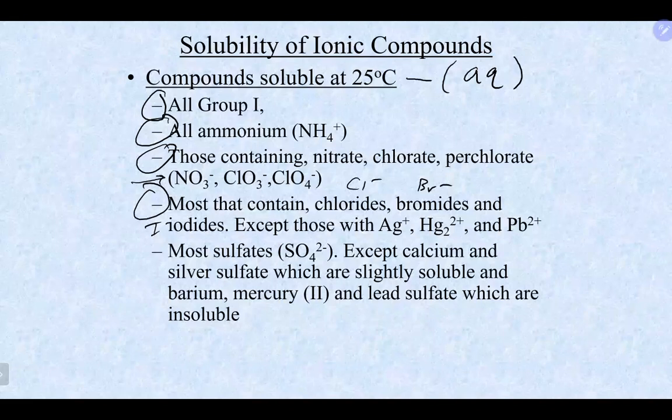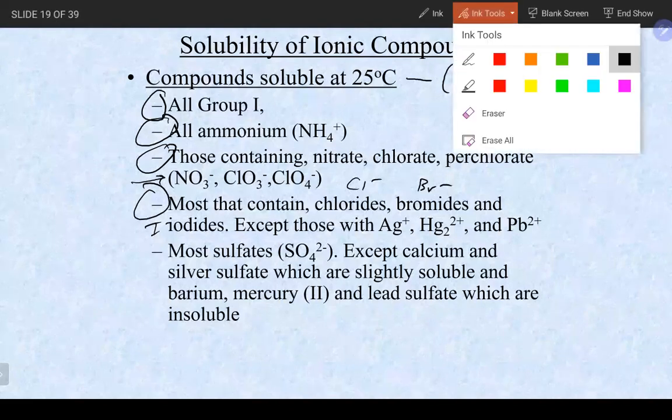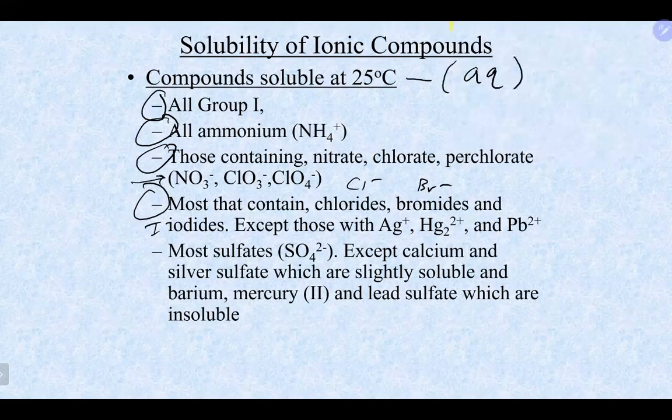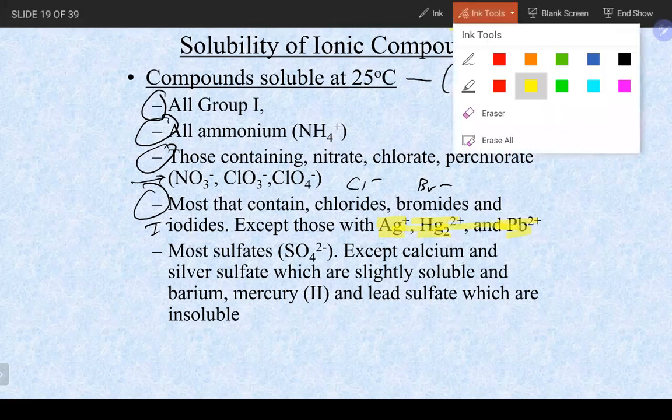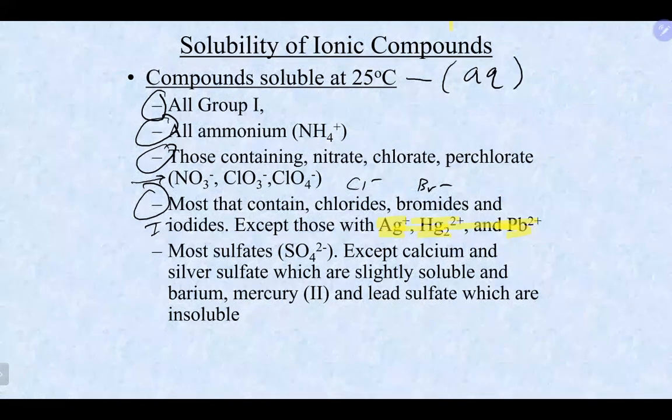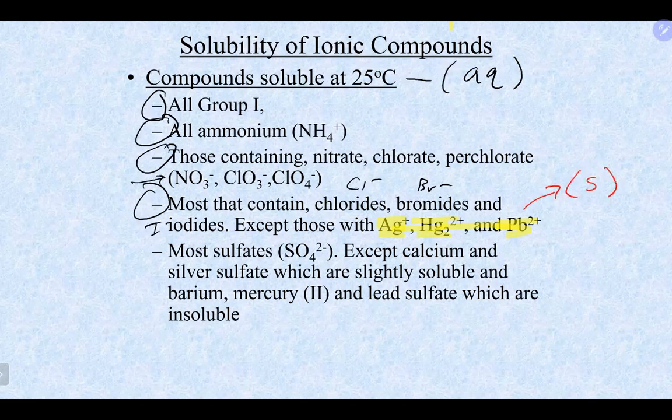So there are 3 major exceptions for chloride, bromide, and iodide. And it is these guys right here. If you have any of those guys that have silver, that is mercury 1, and that is lead 2. So any of these 3 guys happen to be hooked up with a chloride, a bromide, or an iodide, it is going to be the opposite of what normally is. So normally it is soluble. So if one of these exceptions exists, it is the opposite. And these guys would then become insoluble and you would get a solid that would form.